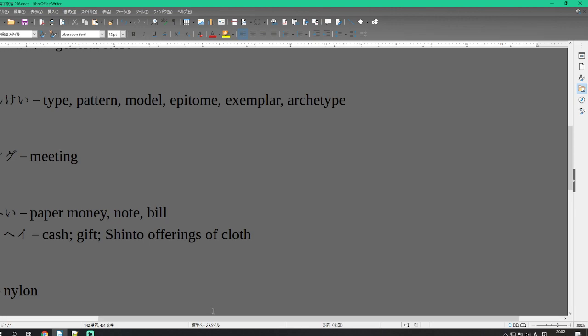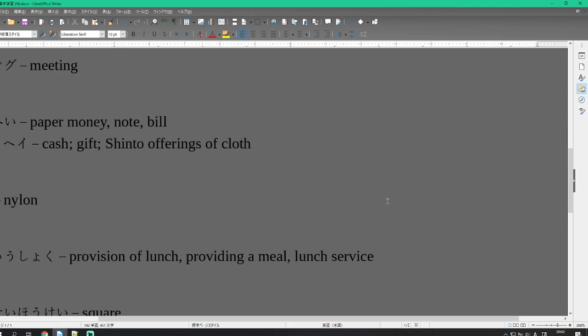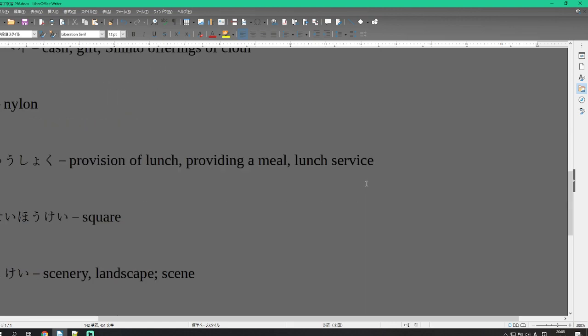Next we have nylon, which is just nairon. Provision of lunch or providing of a meal is kyūshoku. Kyū on the left side for to provide with or pay. Shoku on the right, meal. Kyūshoku is a provisioned meal.